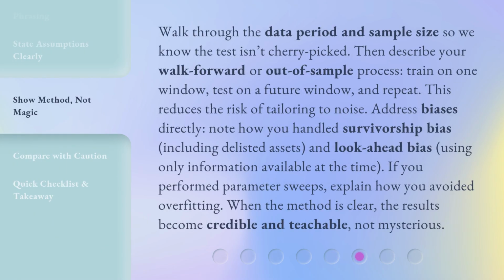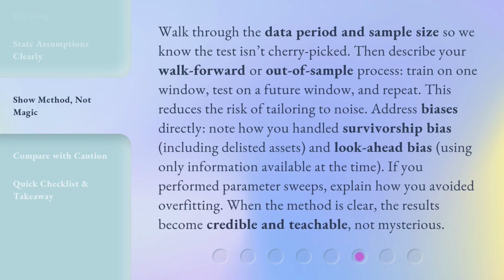Walk through the data period and sample size so we know the test isn't cherry-picked. Then describe your walk forward or out of sample process. Train on one window, test on a future window, and repeat. This reduces the risk of tailoring to noise.